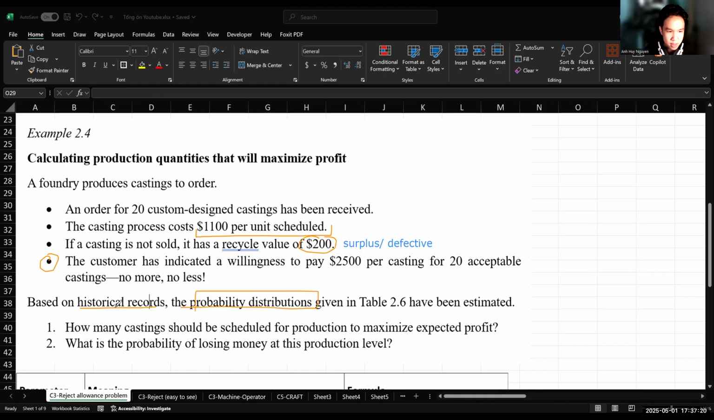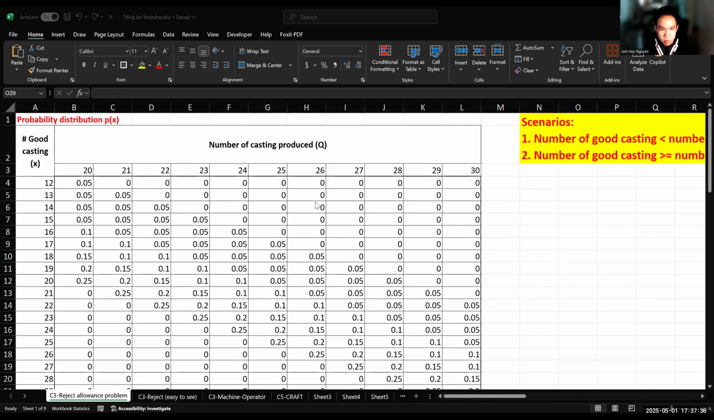I'll show you later. You need to answer these two questions. How many castings should you schedule to produce so that you can maximize your profit? And what is the probability of losing money at the production level you choose? So let me show you the probability.